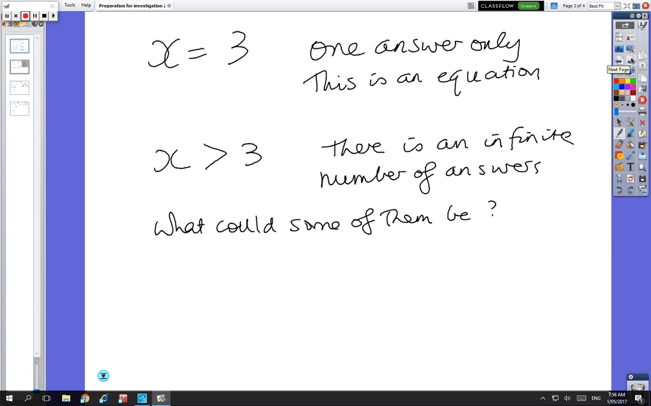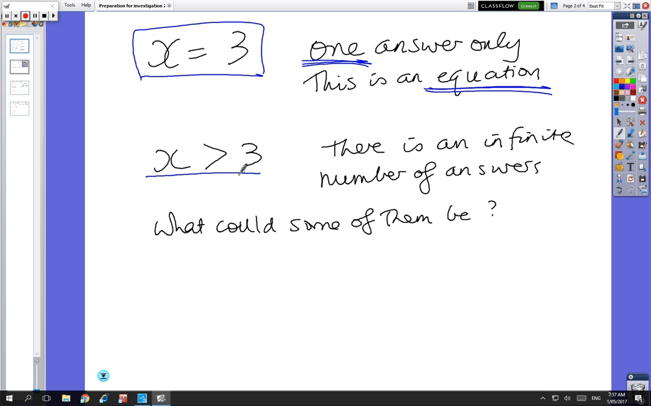So what I've got here is, if I've just got x equals 3, that's one answer only, and this is called an equation. Okay, so if there's one answer, it's an equation. But if I've got an inequality, like x is greater than 3, there's an infinite number of solutions that are possible, and if you could just think of 1 or 2 or 3, whatever you like, and write them down, and then when you're ready, come back.